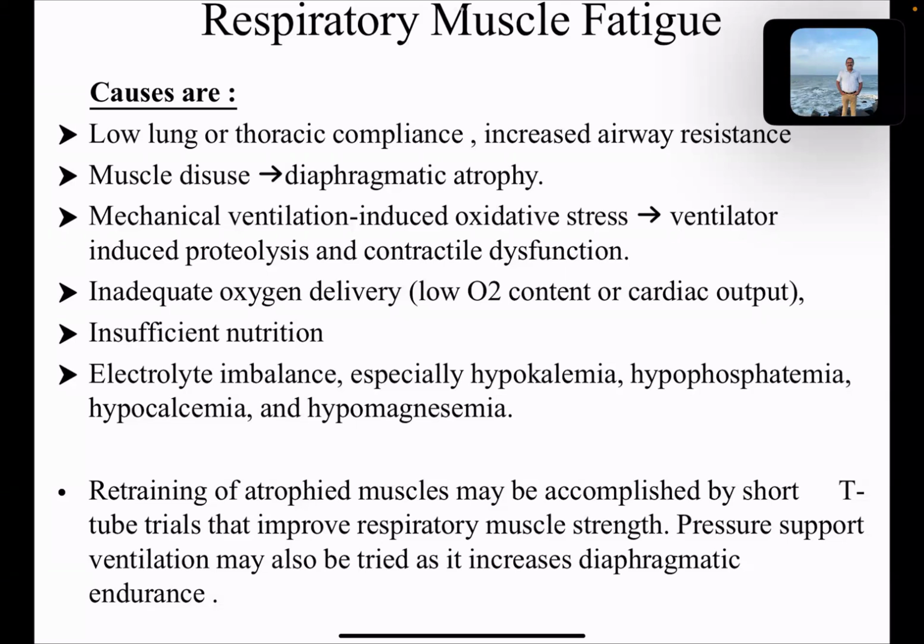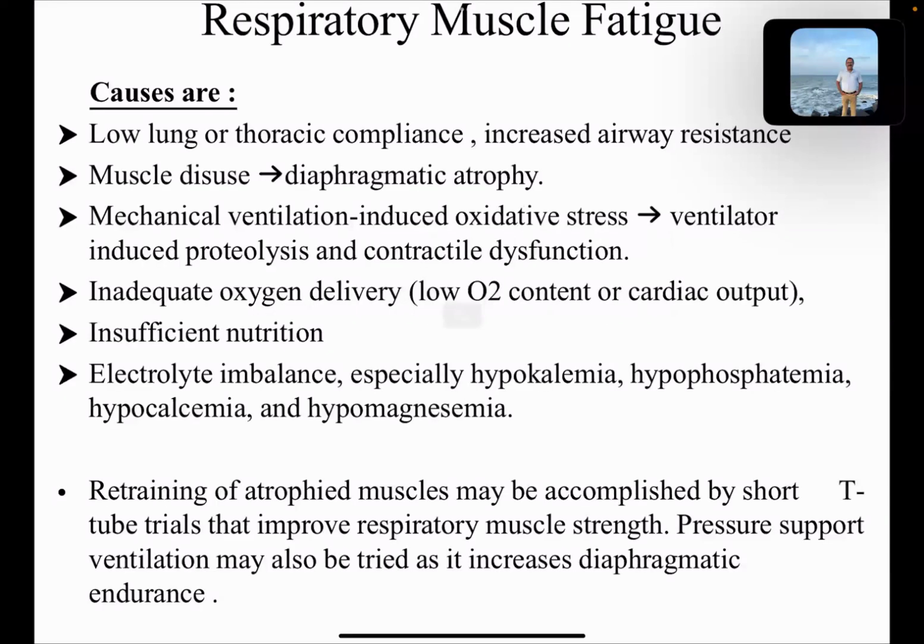Next, mechanical ventilation induces some oxidative stress because you are giving free oxygen. Oxygen-related oxidative stress, insufficient nutrition, and electrolyte imbalance all lead to respiratory muscle fatigue. That's why retraining of the atrophied respiratory muscle is important. One way of improving the muscle or preventing muscle atrophy is giving the patients T-piece trials. Allow the patient's respiratory muscles to work at least half an hour a day with pressure support ventilation, which also increases the endurance of the diaphragm.